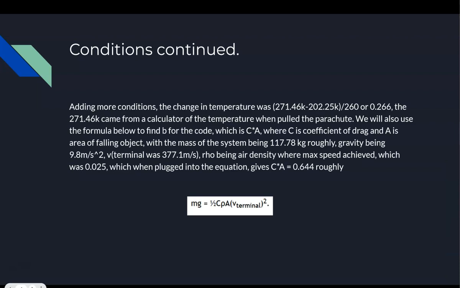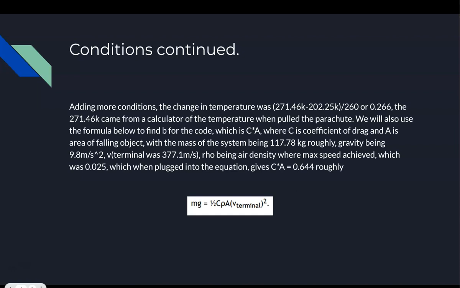Additionally, the temperature when he pulled the cord was 271.46 Kelvin, and Kelvin is used to make it a bit easier. And finding the change of that over the time, I got about 0.266. I also needed to find B in the code, where B was equal to C times A, with C being the coefficient of drag and A being the area of the falling object, with the mass of the system being around 117.78 kilograms, roughly. There's no exact figure that I could find.